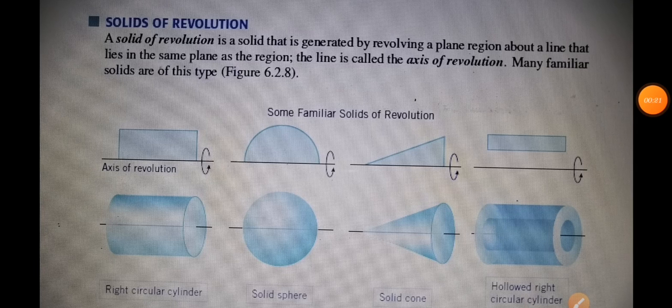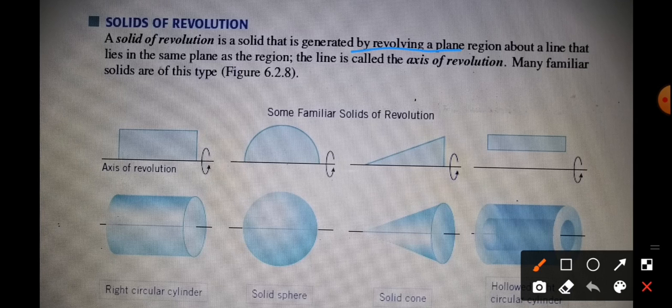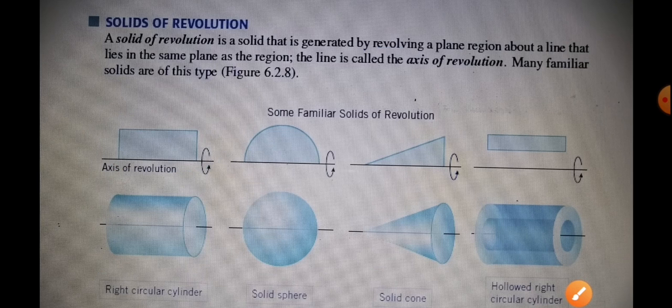So here we have solid of revolution. A solid of revolution is basically a solid figure that is generated by revolving a plane region about a line which is called the axis of revolution. And here we have some examples for this. For example, by rotating a rectangle, we can generate a cylinder. Similarly, by rotating a semicircle, we can generate a solid sphere, here we have a solid cone, and here we have a hollow cylinder. So these are all solids of revolution, and we are going to find out the volume of these solids.